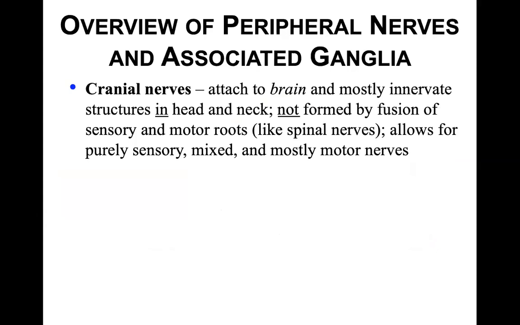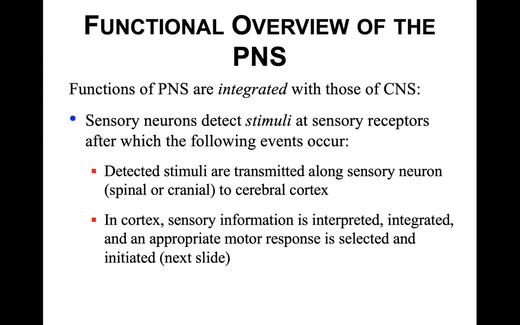The cranial nerves, on the other hand, attach to the brain and mostly innervate structures in the head and neck. These are not formed by the fusion of sensory and motor roots like the spinal nerves. This allows for either purely sensory, mixed, or mostly motor nerves. The functions of the peripheral nervous system are integrated with those of the central nervous system.